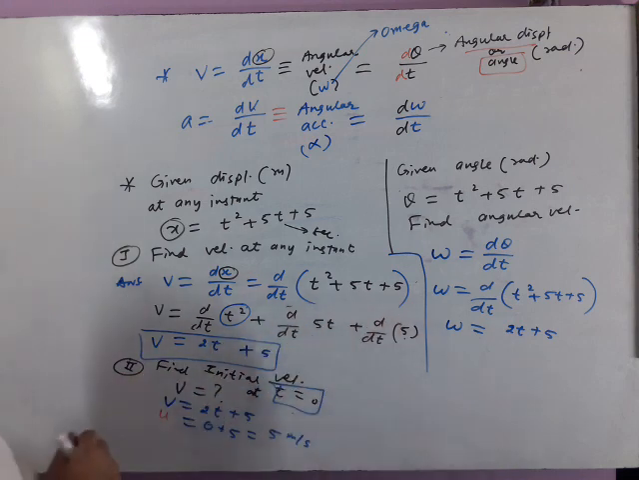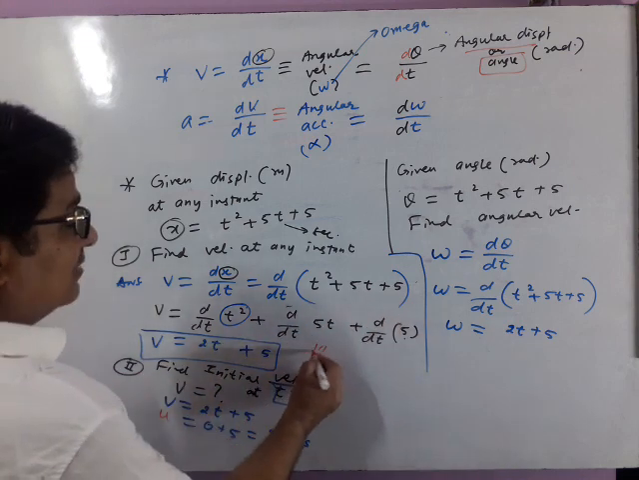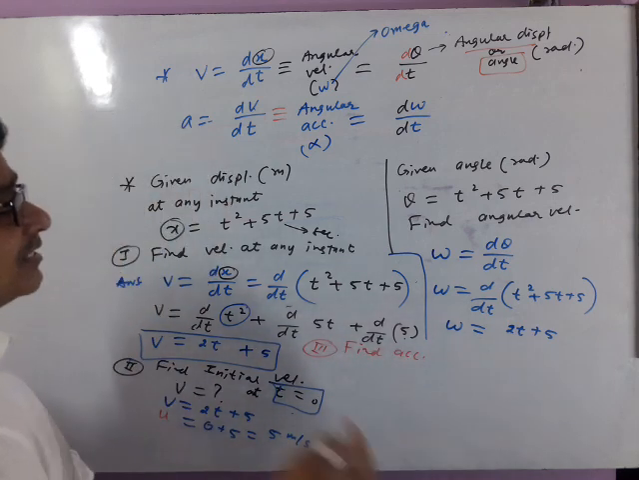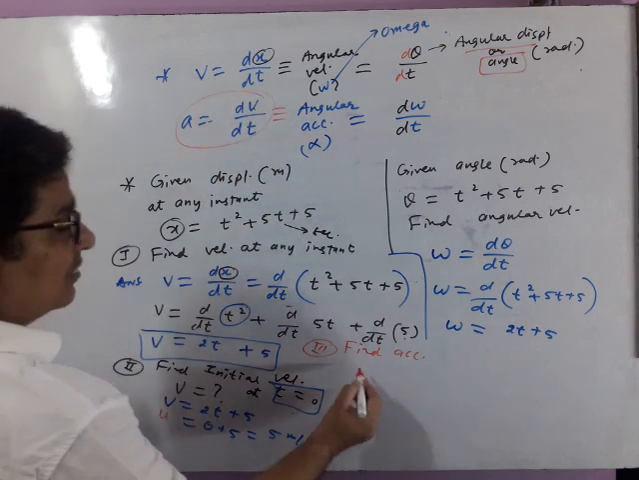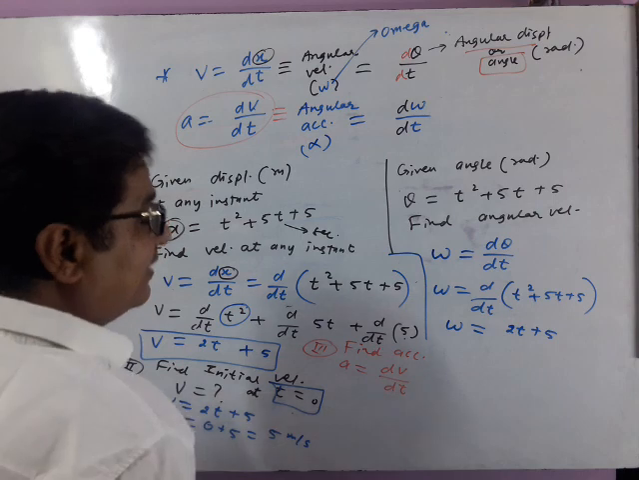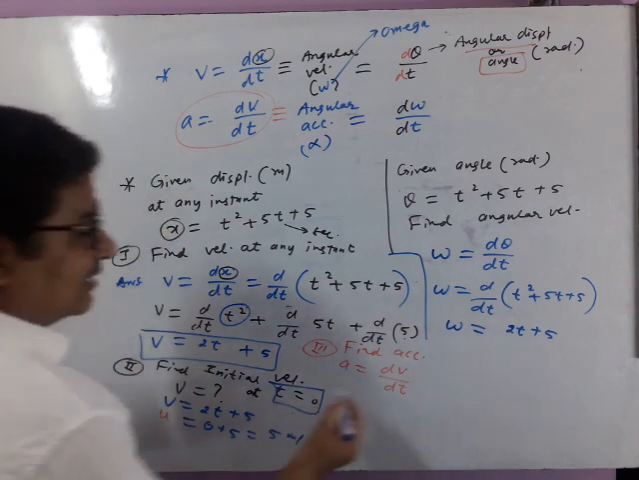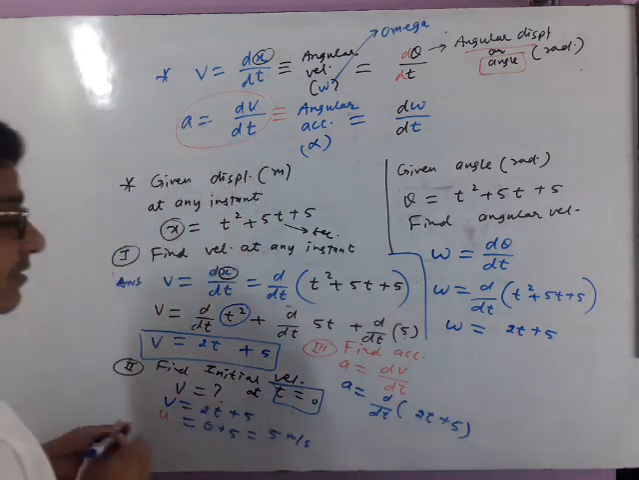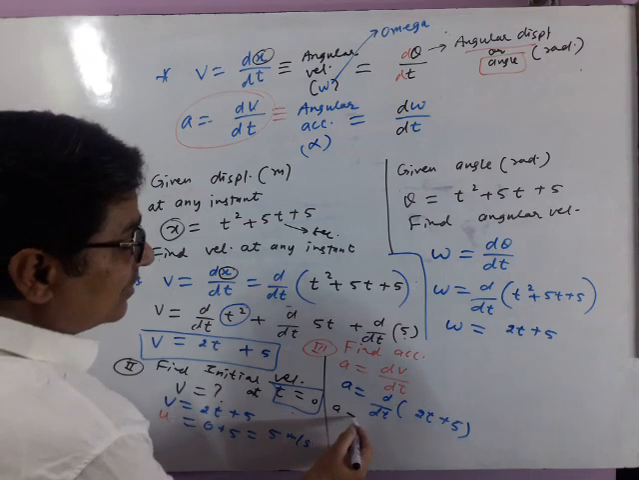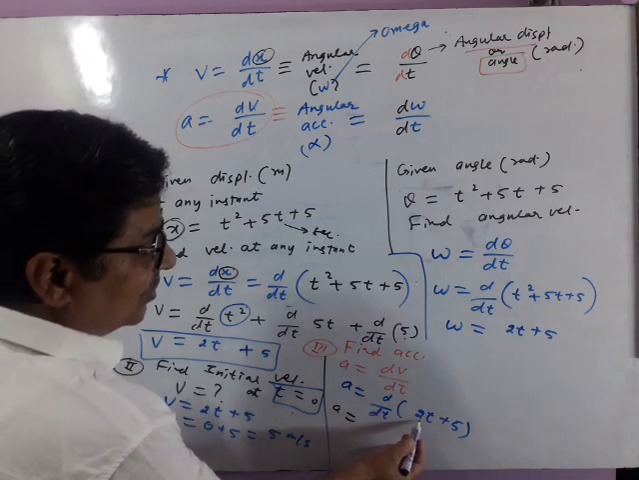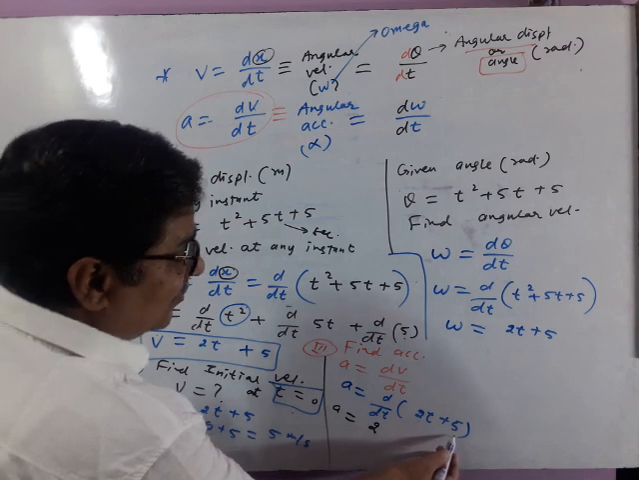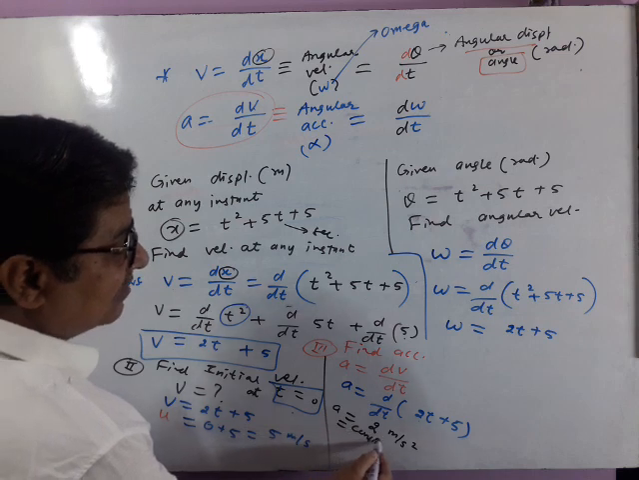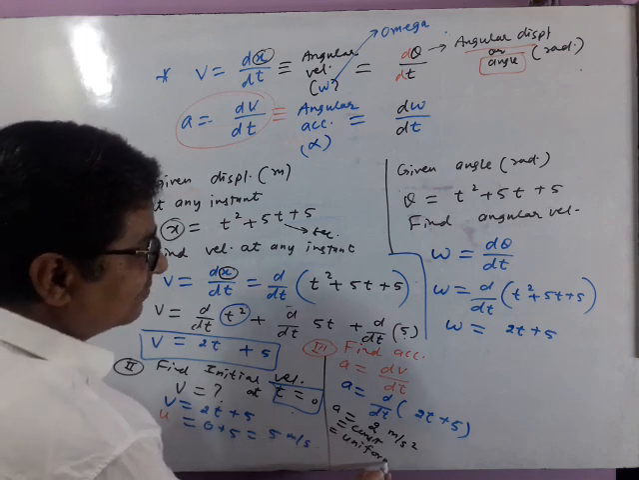Similarly, initial angular velocity. See, if I say part 3, find acceleration at any instant, or instantaneous acceleration. You know, this is the formula: acceleration is dv by dt. Now input the value of this velocity here: d/dt of 2t plus 5. Now just apply the formula of differentiation. Differentiation of 2t is 2 and of 5 is 0. So it will be 2 meter per second square. See, it is constant. We call it uniform acceleration.